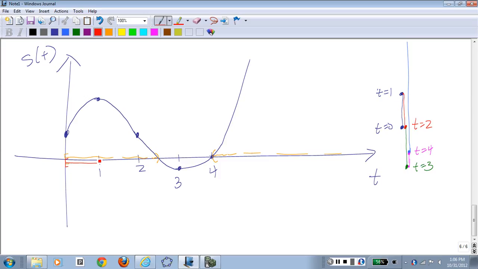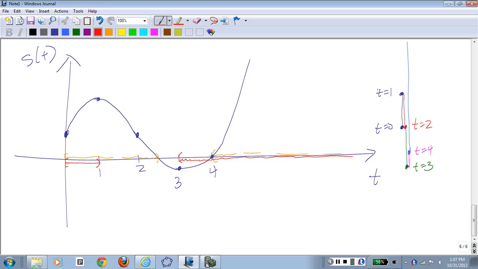Maybe to there. At 1, it is stationary there for an instant and changes direction and then heads down in the negative direction. And it goes in the negative direction until when? 3. At 3, it turns and then it goes in the positive direction from that point on. So from there all the way to there, it's headed in the positive direction.